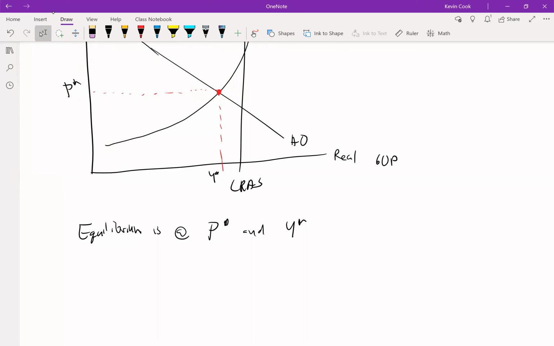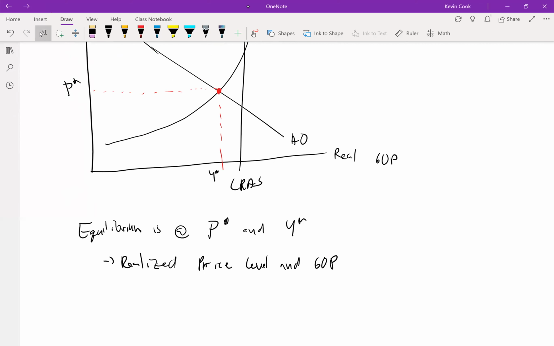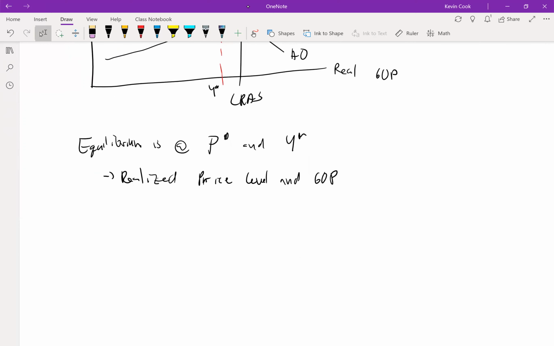So we have our P star, Y star, and this tells us where we are. This would be very similar to what we would call our realized price level and GDP. So we have our price level and GDP, right? You can plug numbers in, then you'll be good to go. There are two more parts of aggregate demand, aggregate supply that we really emphasized.